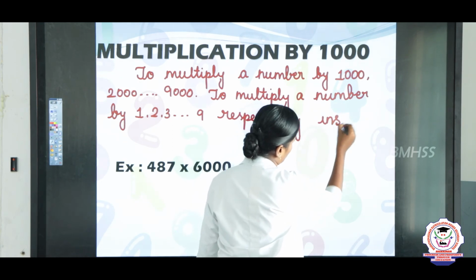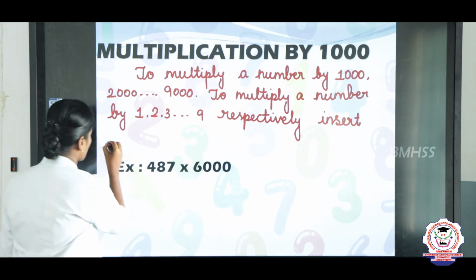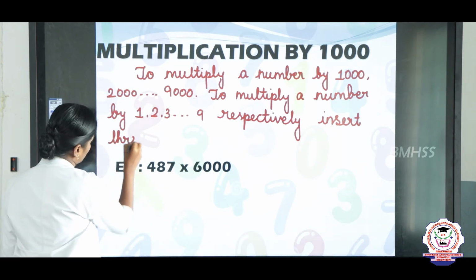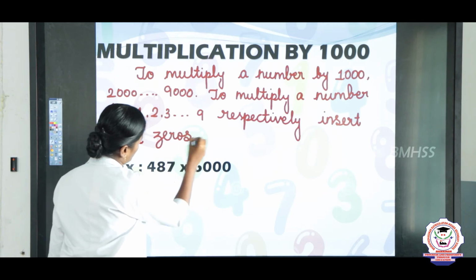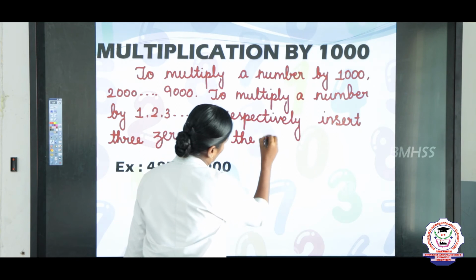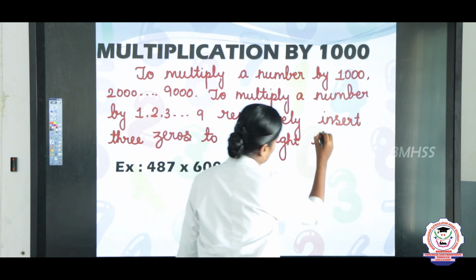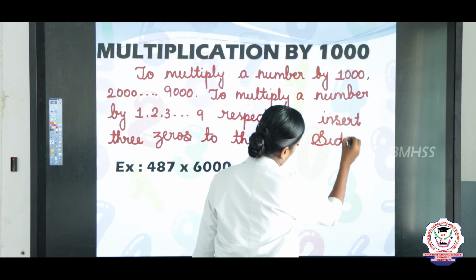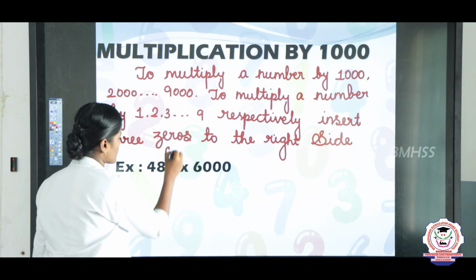Insert 3 zeros to the right side of the product.